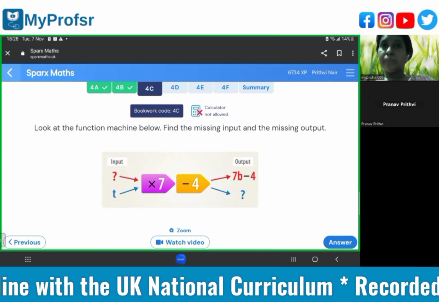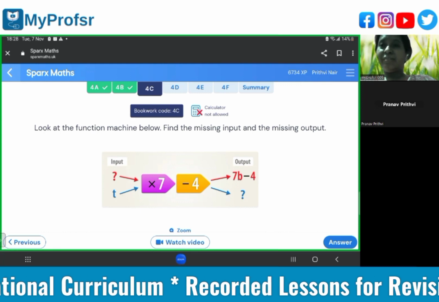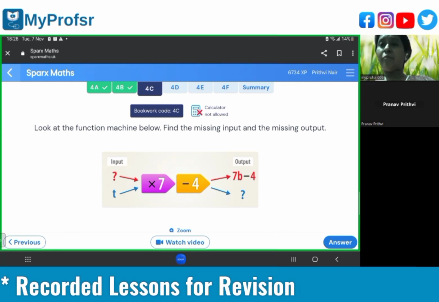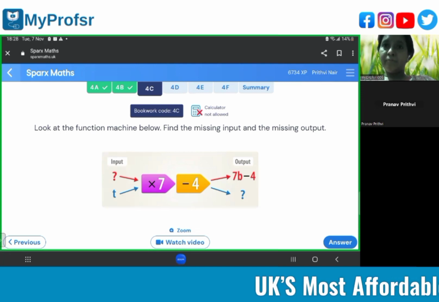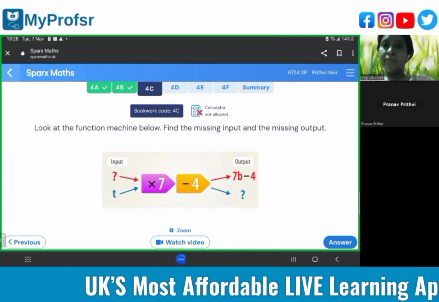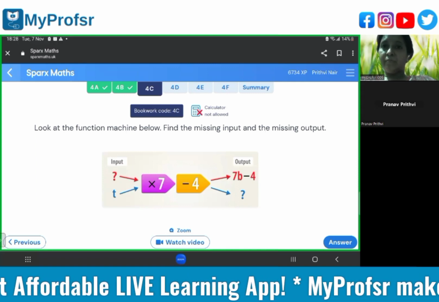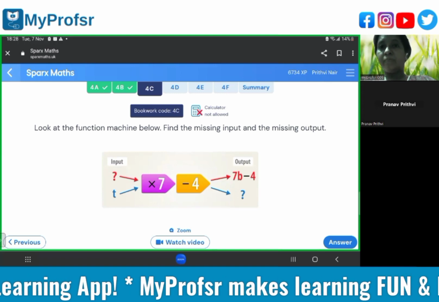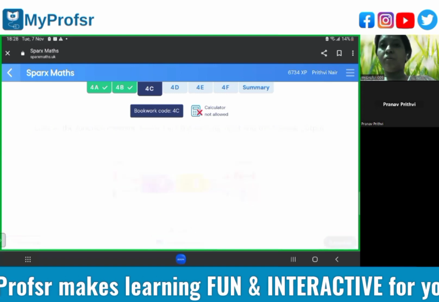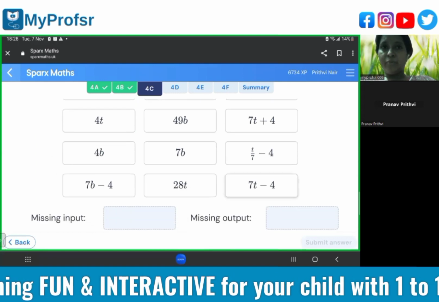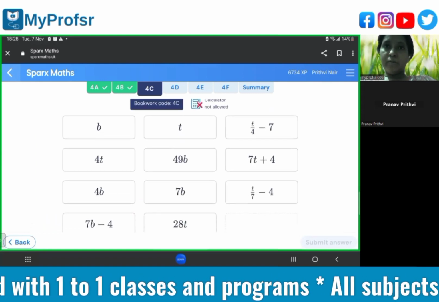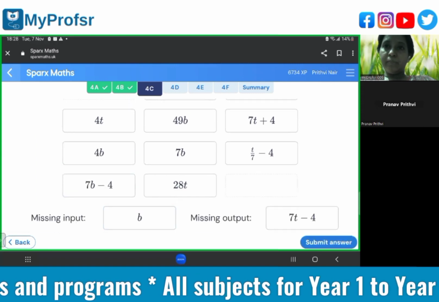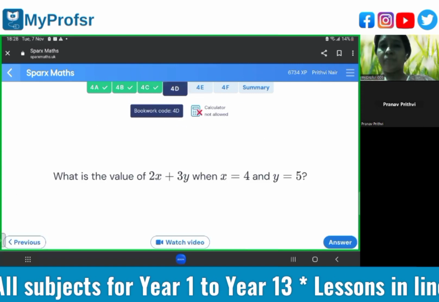Now Prithvi is back, so now he can answer some questions. Yes, Prithvi, now you're back from the washroom. Come on, fast. 4c. For the first one, the input will be B. And for the second one, the output will be 7c minus 4. Very good answer. Just write the answer. First is B. The missing input is obviously B. Very good. Excellent.